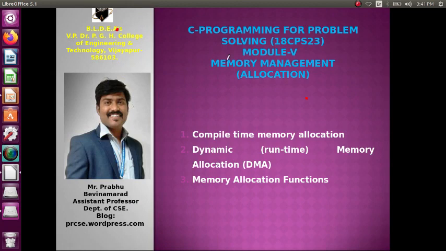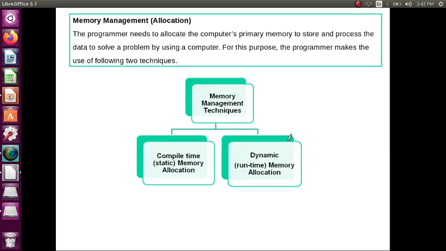In this video, I am going to discuss memory management in C, that is memory allocation. Here I will be focusing on compile time memory allocation, dynamic memory allocation, and memory allocation functions. So let us see what is memory management, nothing but memory allocation.